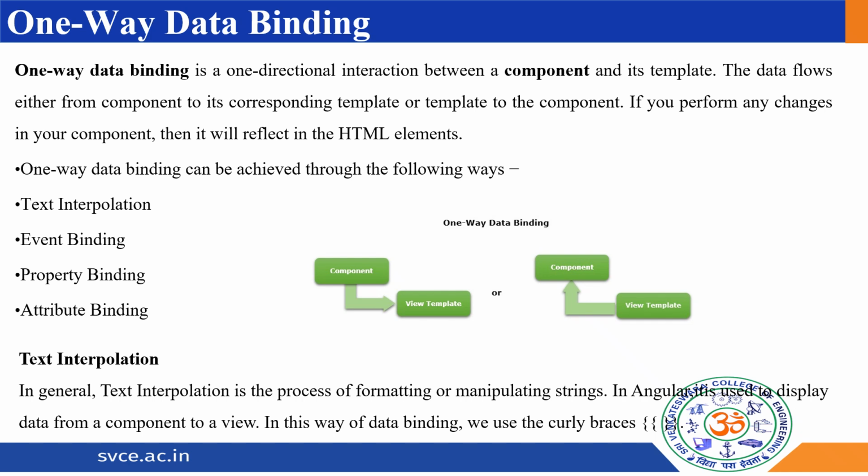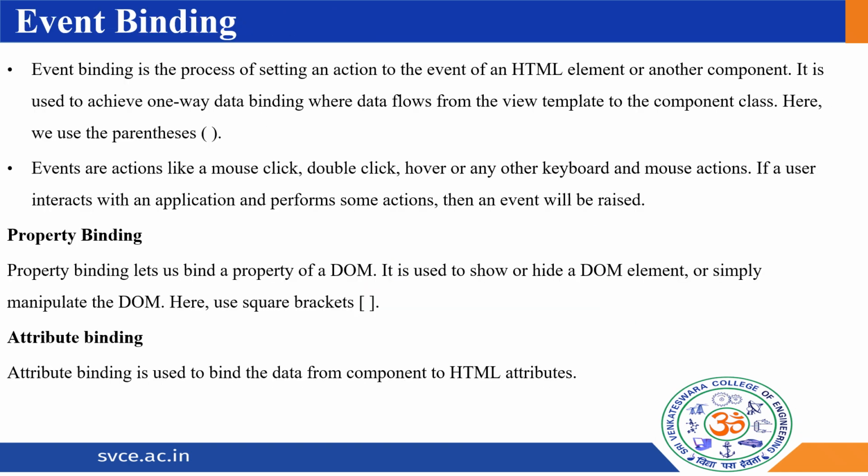The first one is text interpolation. Text interpolation is a process of formatting or manipulating strings. In Angular, it is used to display data from a component to a view. In this way of data binding, we use the curly braces. And then event binding.